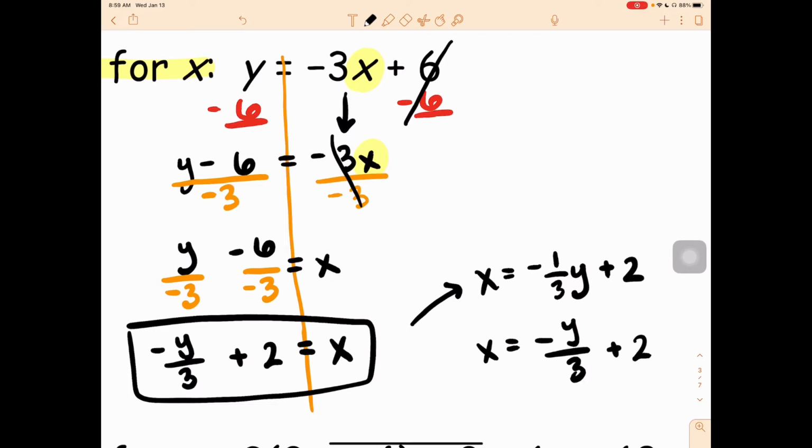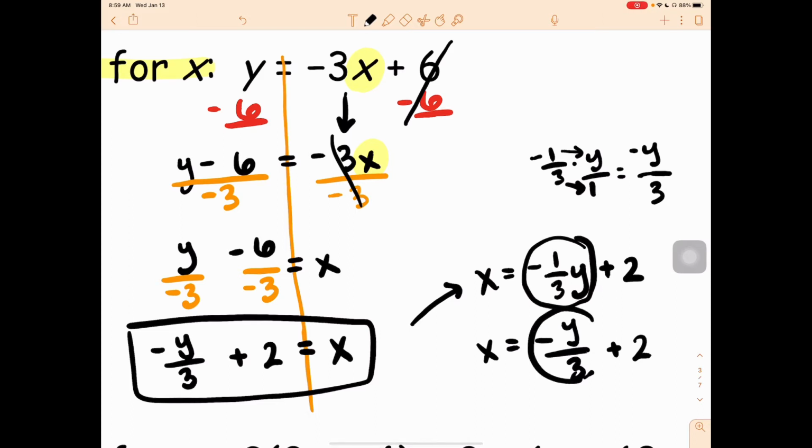The reason why we can write the negative 1/3 y is because it's the coefficient of y. It's the number that's in front of it. It's not just a negative 3 and then the y is thrown up top. No, this is negative 1/3 times y would be times y over 1. So negative 1 times y is negative y. 3 times 1 is 3. So that's why you can write it as either negative 1/3 y or as negative y over 3. They're the exact same thing. Okay? So any of those is fine.